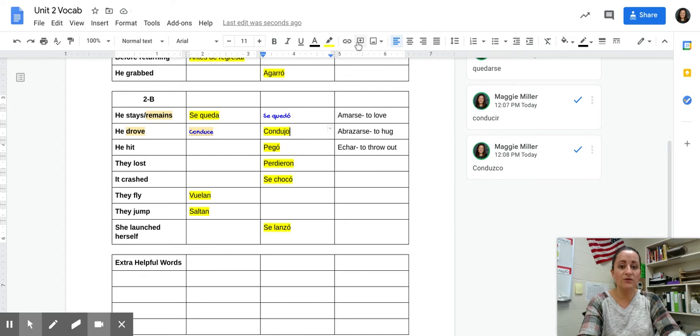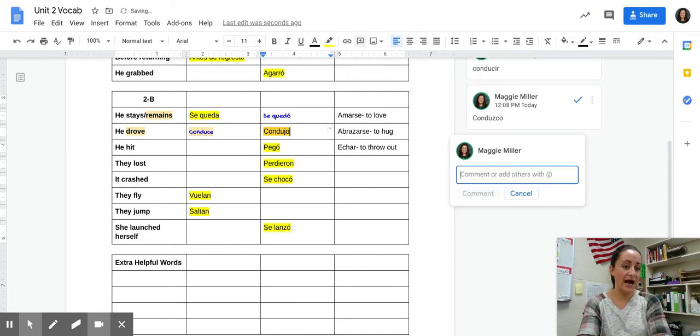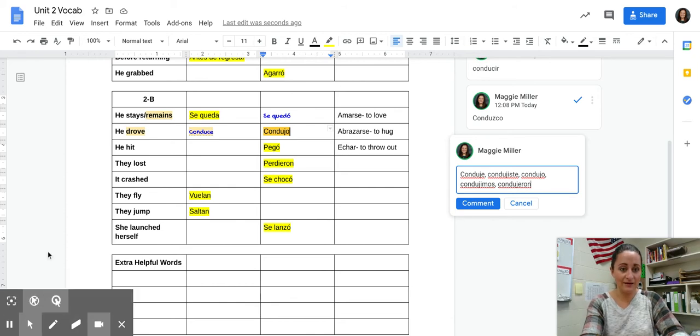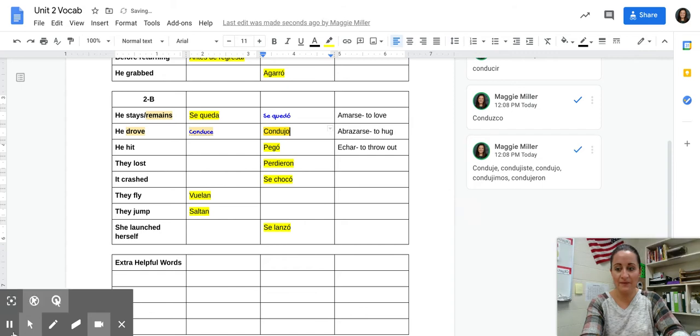Let's quickly go through the conjugations for that. If you want to say I drove, conduje. You drove, condujiste. He or she drove, condujo. We drove, condujimos. And they drove is condujeron. Notice that the J here does replace the I in the ending. Just like in dijeron, where that J took the place of the I in the ieron ending, same thing is happening right here.